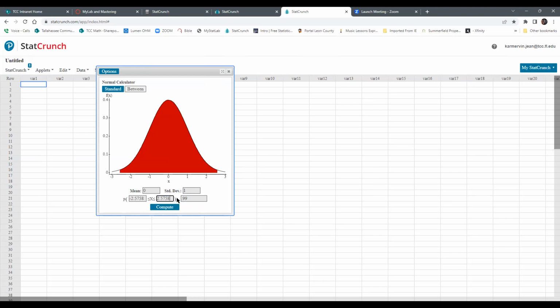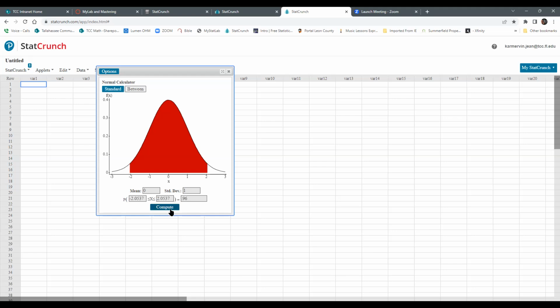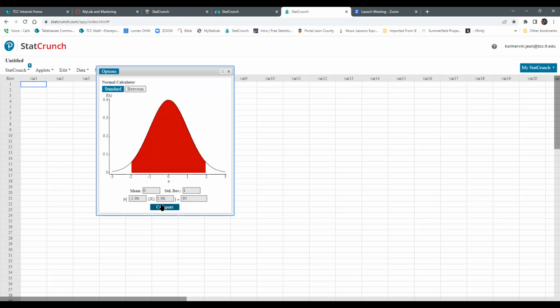Can you guys see the 2.58? Yes. So suppose I say 0.96, and I say compute. As you can see, not 0.96. I'm sorry, 0.95. I meant 0.95. If you do 0.95, as you can see, it gives you 1.96. See that? Negative or positive 1, because you got two sides. One is negative, the other is positive.